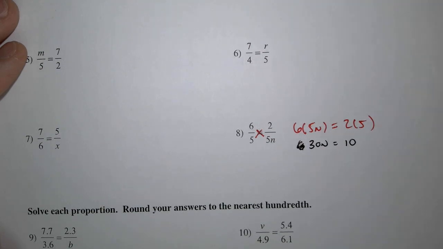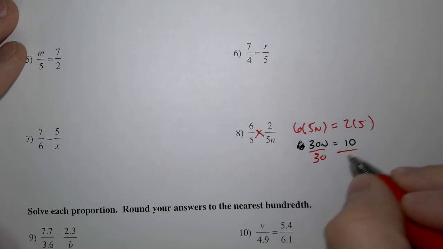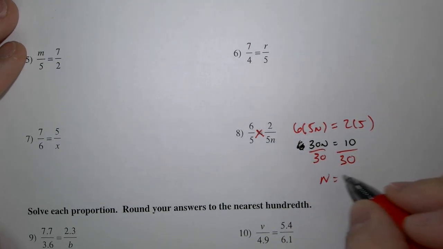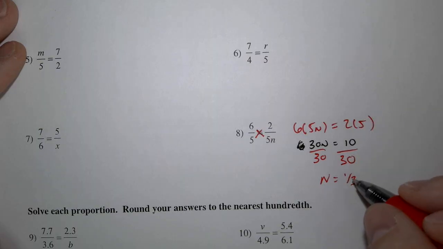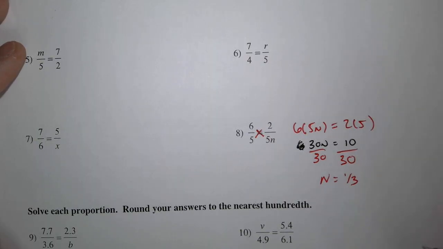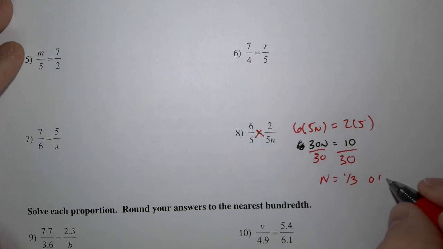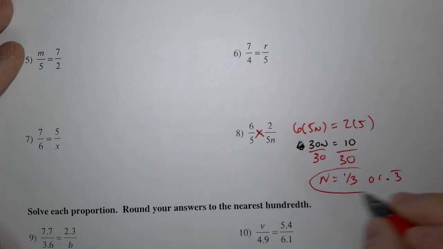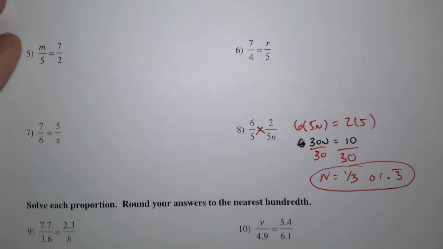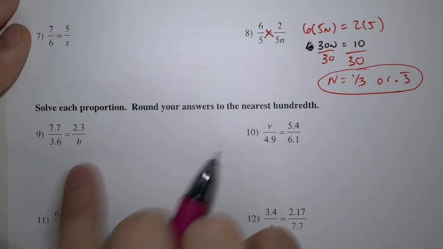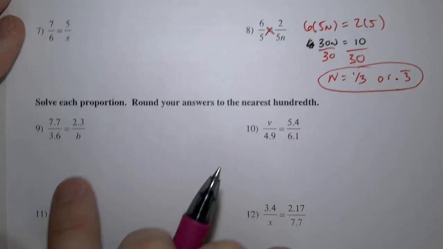And if we divide both sides by 30, you divide by the number attached to the variable, you get 1/3, because 10 divided by 30, you can divide them both by 10, and 10 divided by 10 is 1, and 30 divided by 10 is 3, or 0.3 repeating. Okay. Not any harder. They're just decimals, so we have to use a calculator.